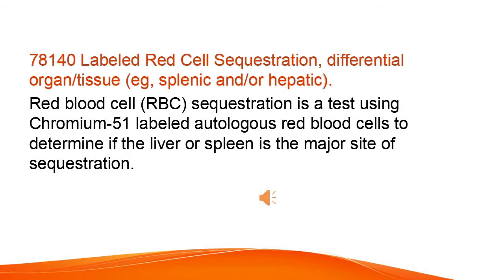Labeled red cell sequestration, differential organ/tissue, e.g., splenic and/or hepatic. Red blood cell, RBC, sequestration is a test using chromium-51 labeled autologous red blood cells to determine if the liver or spleen is the major site of sequestration.